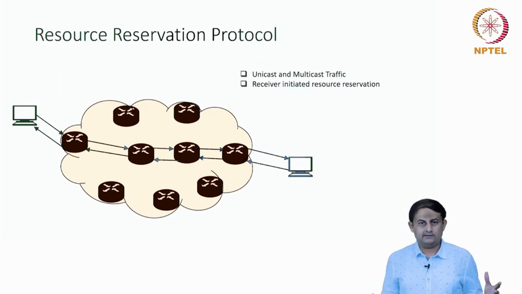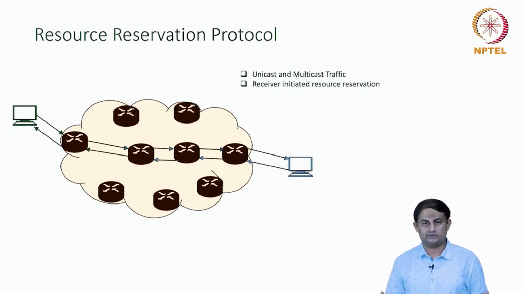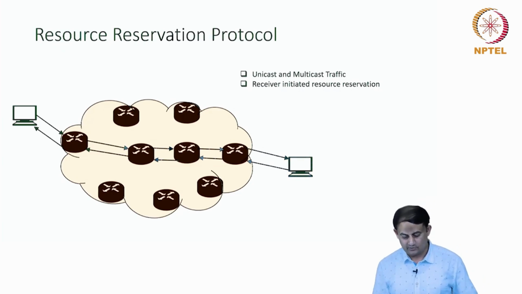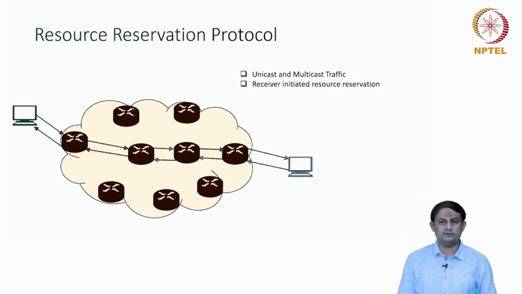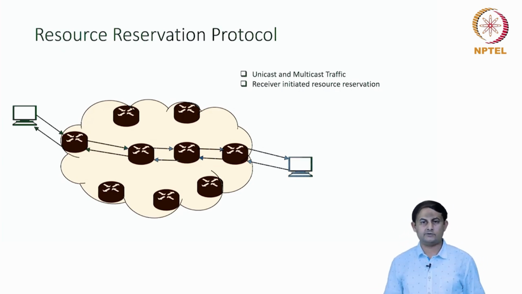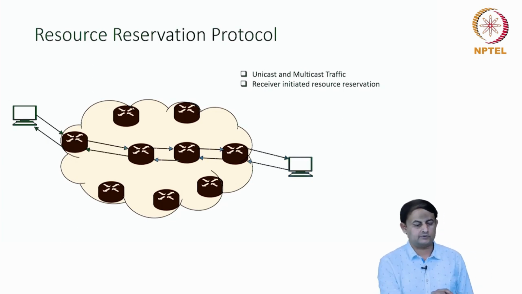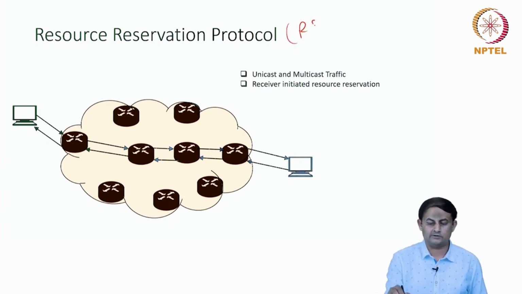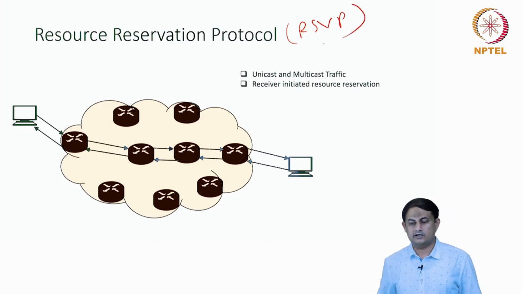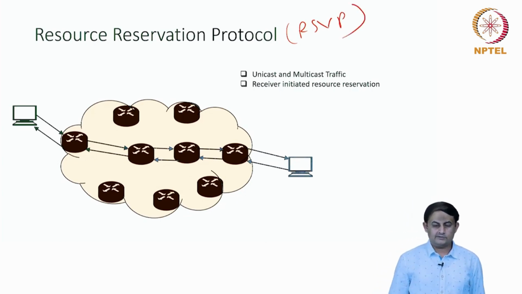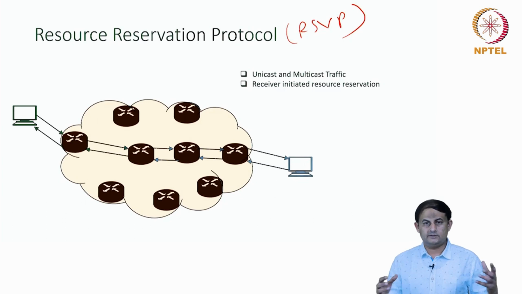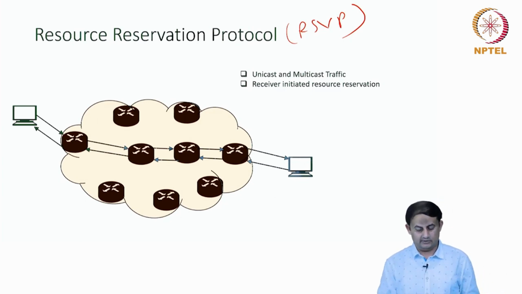So I said that the integrated service model actually uses reservation. There is a protocol designed for reserving resources inside the network. That protocol is called the Resource Reservation Protocol. In short, this is also called RSVP. RSVP does the reservations inside the routers.